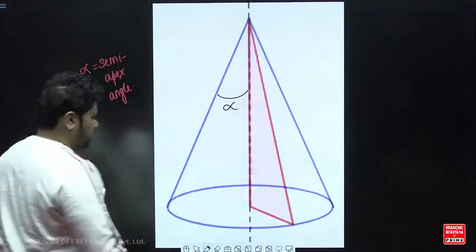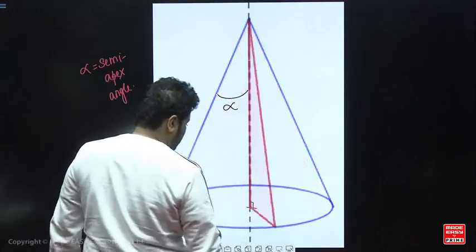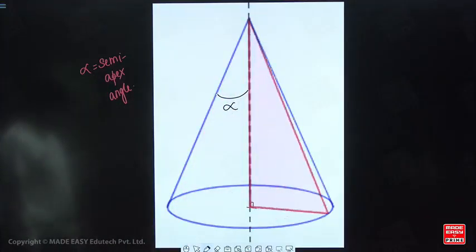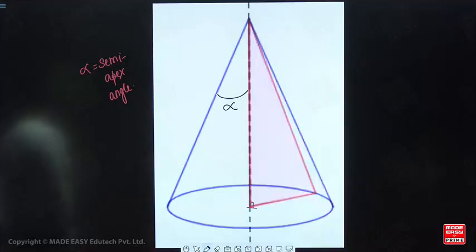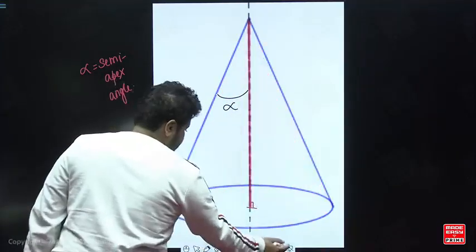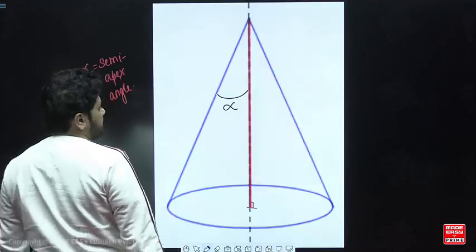For a right circular cone, this axis is making how much angle? It is making 90 degrees, isn't it? I hope it is clear. Fine. Now what is the meaning of conic section? Let us see.